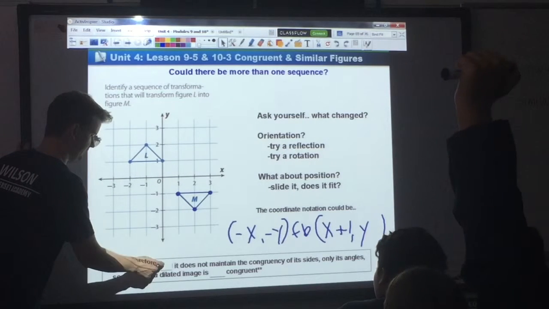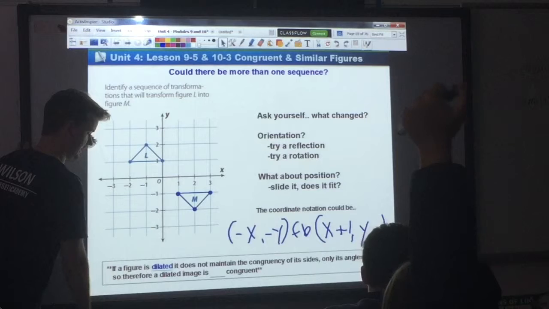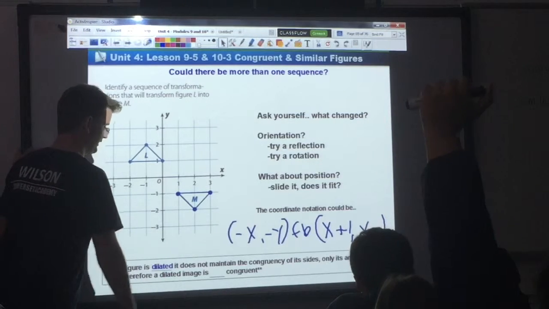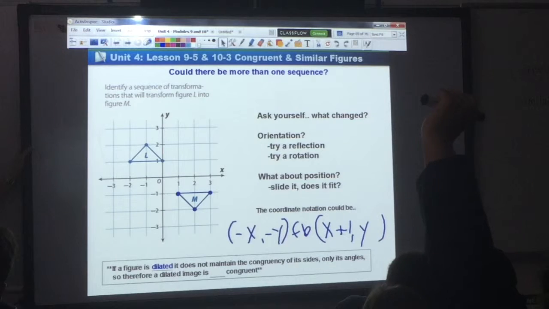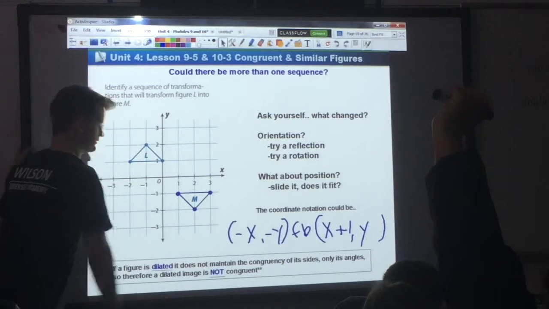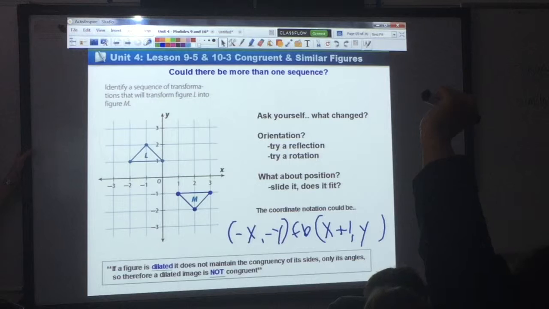Once again, if a figure is dilated, it does not maintain the congruency of its sides, only its angles, so therefore the dilated image is not congruent. There's got to be some reason I keep saying this. What's up?